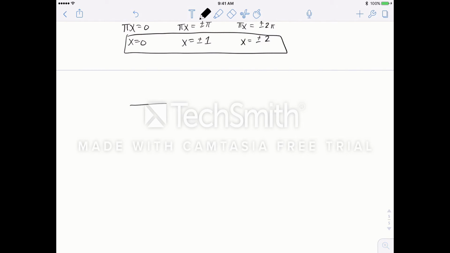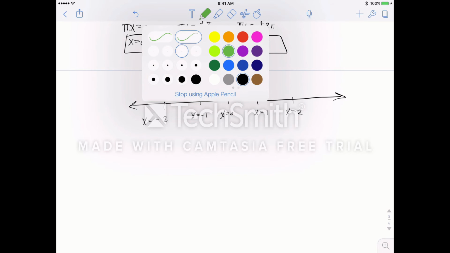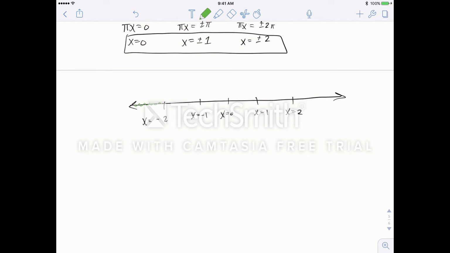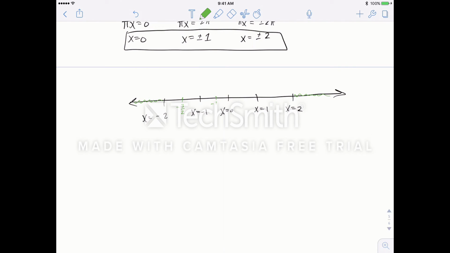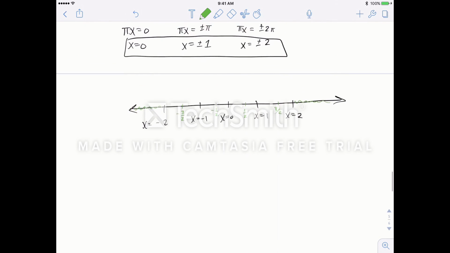So let's draw a number line of our x values. Let's put x equals 0 right in the middle, x equals 1, x equals 2, negative 1, and negative 2. We don't need to check anything out here because that's outside of our interval, so we don't care about it anyway. So let's pick points in between. We could pick negative 3/2, negative 1/2, 1/2, and 3/2. Let's see what we get.